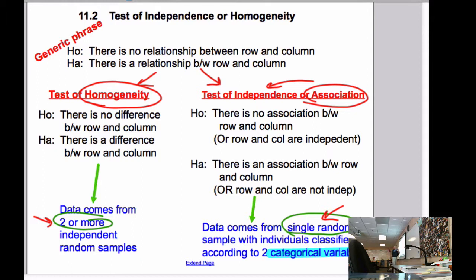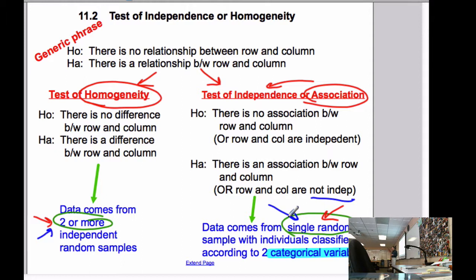H null for a test of homogeneity: there is no difference between row and column. The alternative: there is a difference between row and column. The key here is that you're dealing with two or more independent random samples. That's going to be the best way to determine the two. Whereas for a test of independence, there is an association between row and column, or they are independent, or they're not independent. There is an association between row and column, so in other words, there's something else going on. That one is a single random sample.